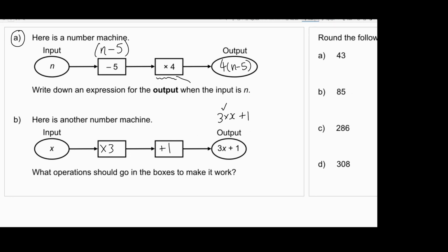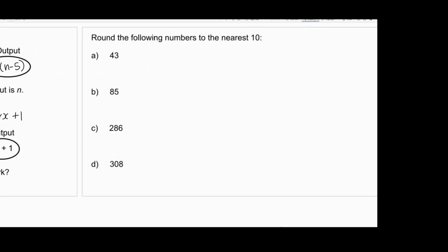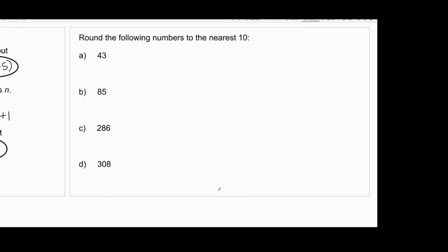So if we look at rounding, and again, I have put all the answers to this on the team, so you can look at this after. So round the following to the nearest 10. We need to remember what numbers are in the tens column. So if we have, say, the number 65, 5 is in the units, and 6 is in the tens.